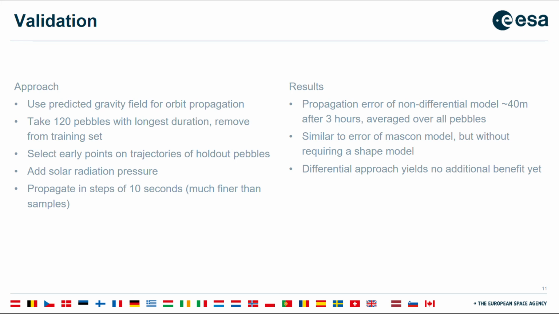And a result was that when we average over all the 120 holdout pebbles, we get a propagation error in the non-differential model of about 40 meters after 3 hours, which is very similar to the error of a Mascon model, meaning assuming uniform densities. But now our approach here with the non-differential model got similar results, but without requiring a shape model. And we also saw the densities, but also in the validation, that the differential approach doesn't yield an additional benefit yet, because the signal there is very faint.